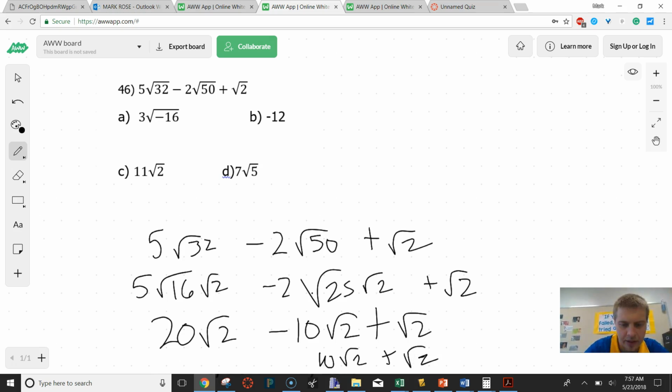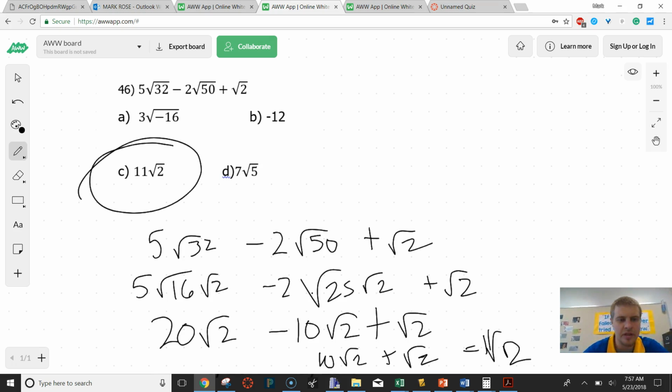And then we have another radical 2. So I have 10 radical 2's here and 1 radical 2 here. So I have 11 radical 2's, which is why C is my correct answer. Let's try the last problem.